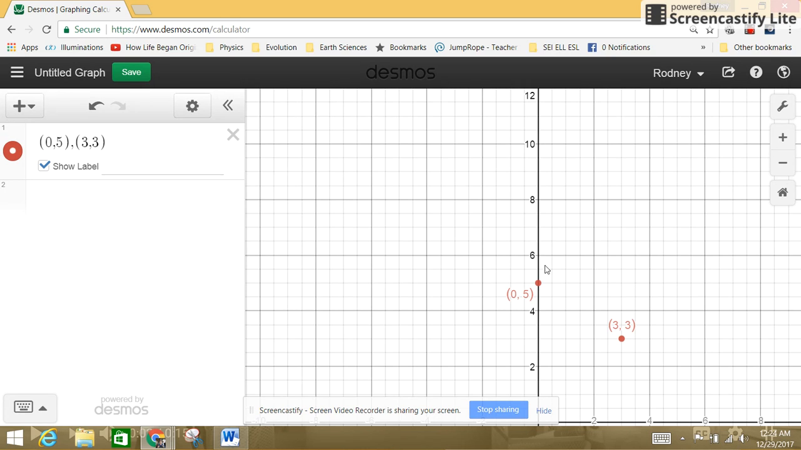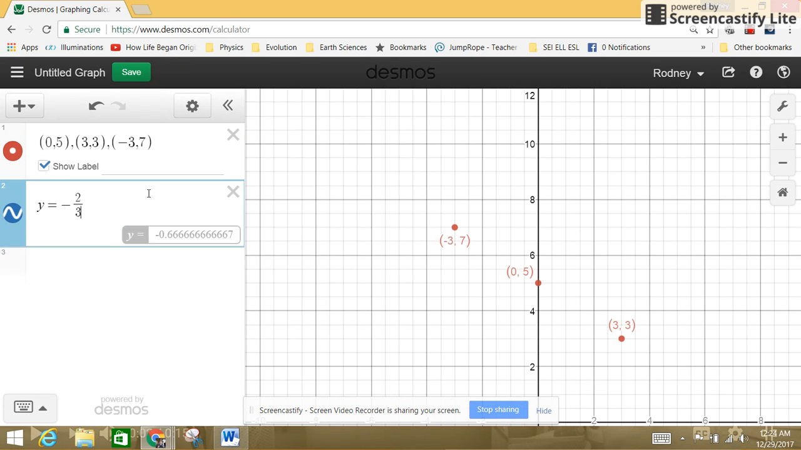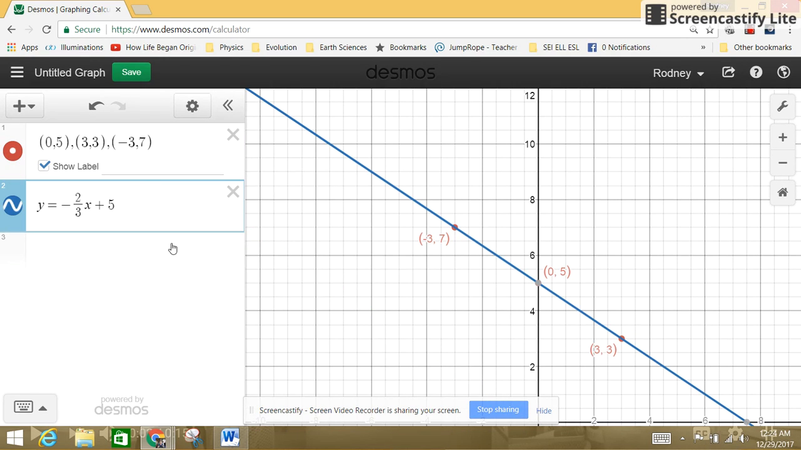So from 5, I go up to 7. And then back 3 from 0, I get to negative 3. So I'm going to have a point at negative 3, 7. And now I can just plot my line, y equals negative 2/3 x plus 5, and it works out just fine.